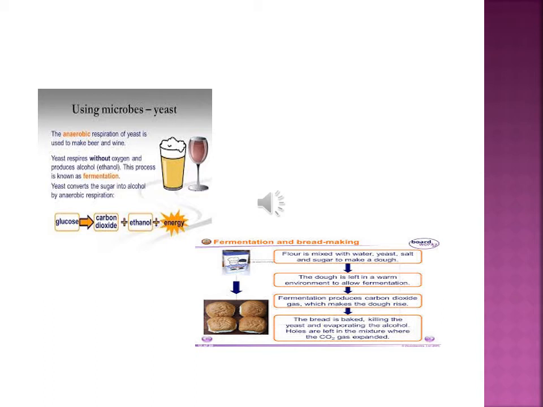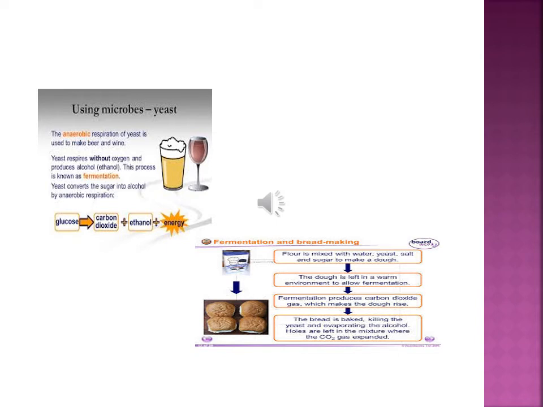Second example, bread making. Yeast also releases carbon dioxide during respiration, and this carbon dioxide is used in bakeries to make bread and cake. When we add yeast to the moist dough of flour, it respires using the sugar, because yeast reacts with sugar and produces carbon dioxide. This carbon dioxide forms bubbles in the dough and makes the bread and cake rise. As the bread or cake bakes, the yeast is killed, the alcohol evaporates and the carbon dioxide also escapes into the atmosphere.